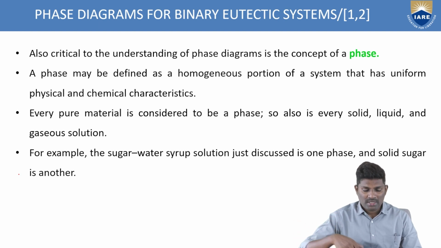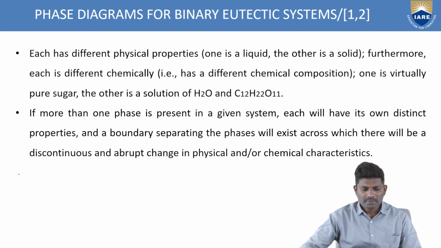As we discussed, the sugar water syrup is the best example to describe these phases, in which you have only two types of phases, that is the solid as well as solid plus liquid. And coming to the water, it has the three phases of solid, liquid and gaseous, and each has its own physical properties. Liquid will have its own liquid properties, solid will have its own solid properties, and gaseous will have its gaseous properties. If more than one phase is present in a given system, as we discussed in the sugar and water syrup, each will have its own distinct properties.